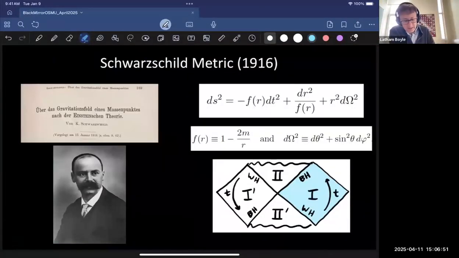So a little bit of historical background. As you all know, the first non-trivial exact solution of Einstein's equations was given by Schwarzschild in 1916, right before he unfortunately died in the trenches of World War I. And it describes the space-time around a massive, static, spherically symmetric, non-rotating object. So here's the line element, where f is this function 1 minus 2m over r, and dΩ squared, as usual, is the line element on a round 2-sphere.